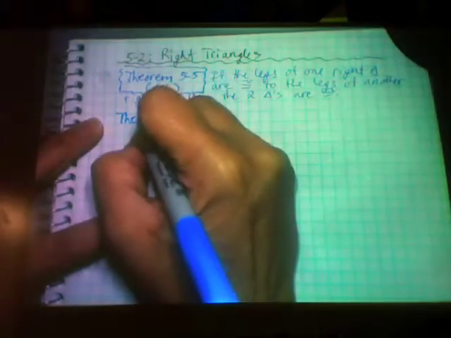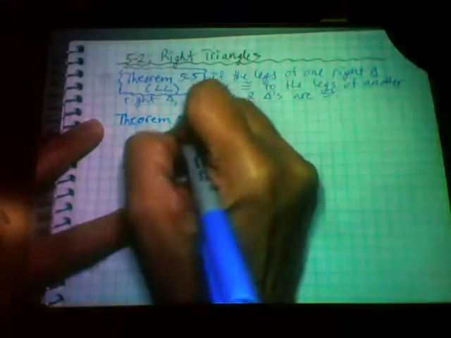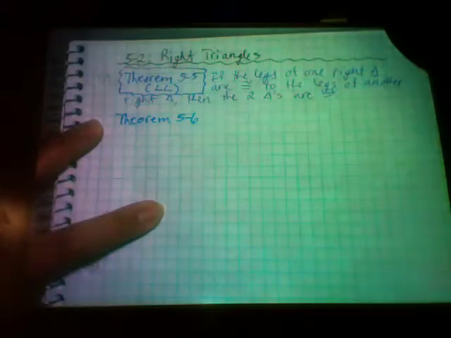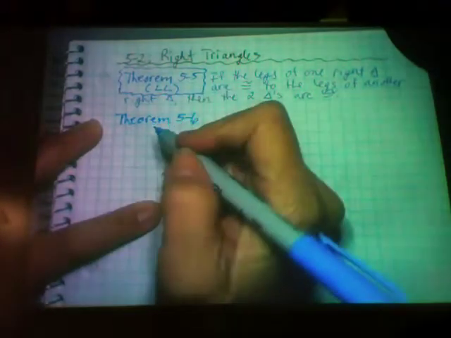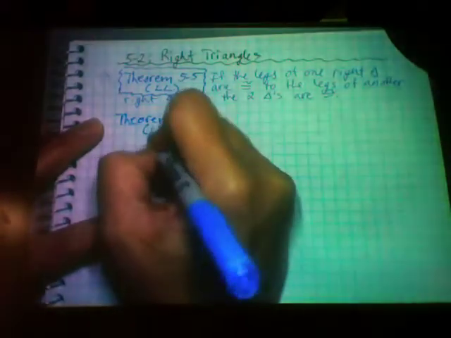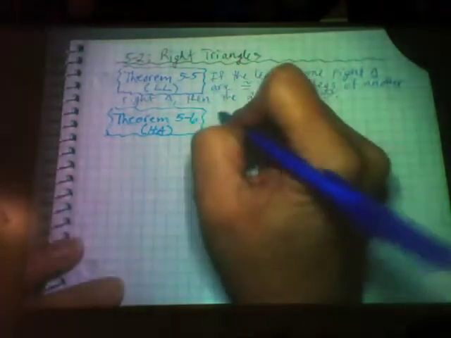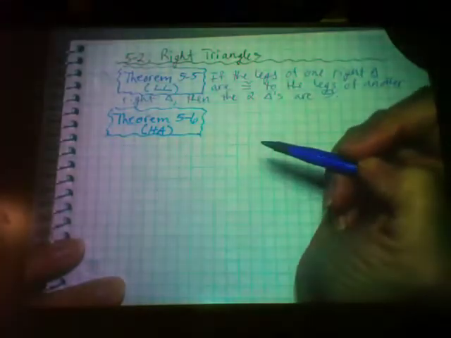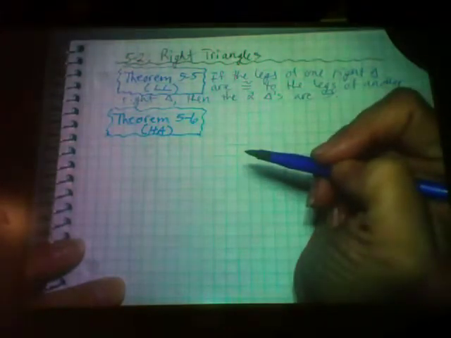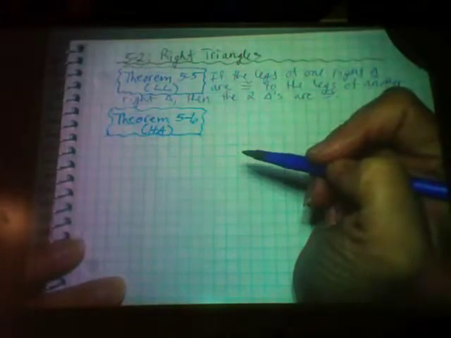Theorem 5-6 is kind of a funny one. It's lovingly referred to as ha, ha, ha, ha. It's a joke. All right. What does H mean? What do you think A means? Angle. Which angle? The right angle.